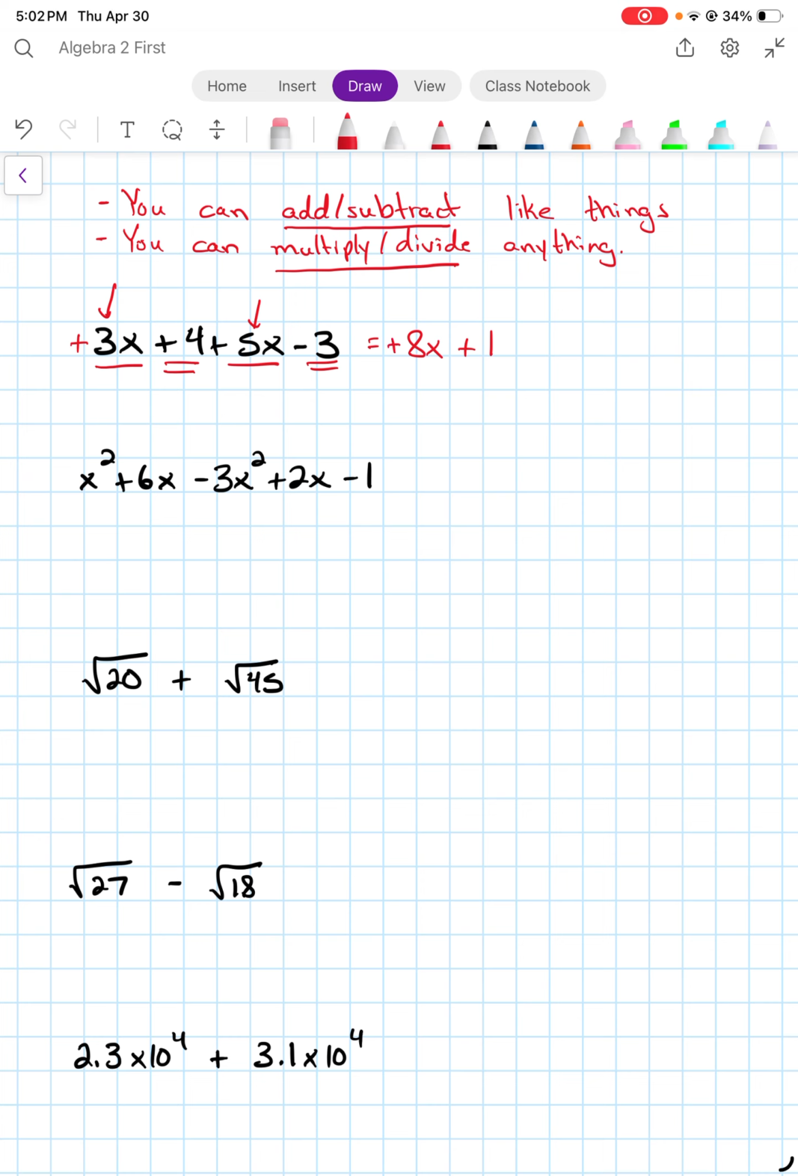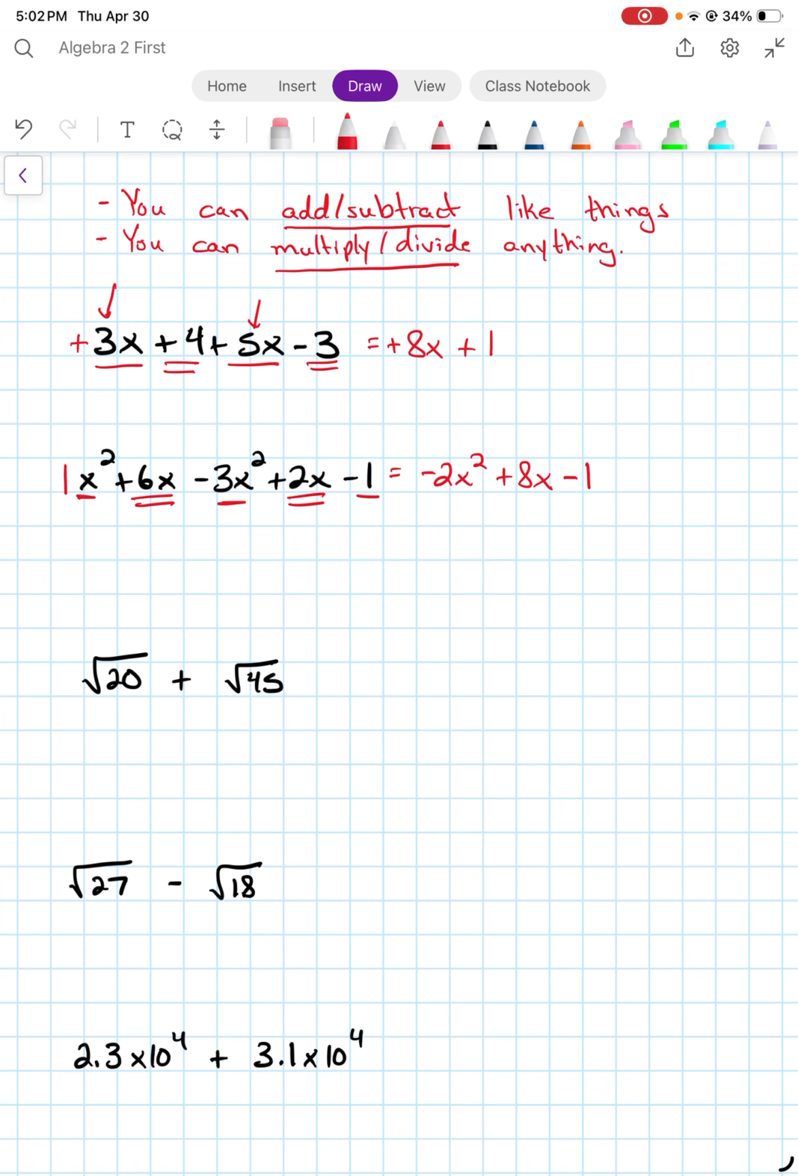The next one, you have an x squared and a negative 3x squared. Anytime there's no number in front of it, it's understood to be a 1. So 1x squared minus 3x squared is negative 2x squared. So again, notice the x's do not change. The 6x combines with 2x and gives you a positive 8x. The minus 1 is by itself and has no like terms, so it stays by itself, minus 1.